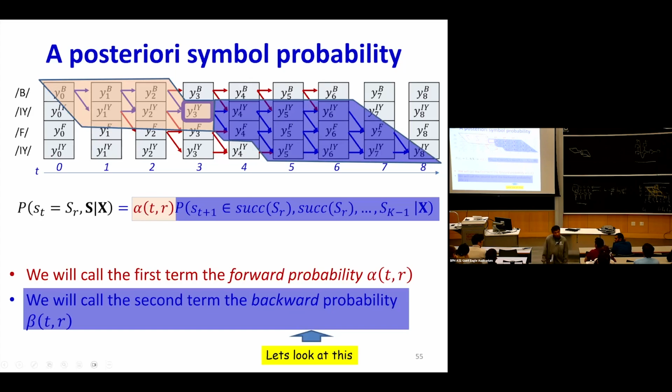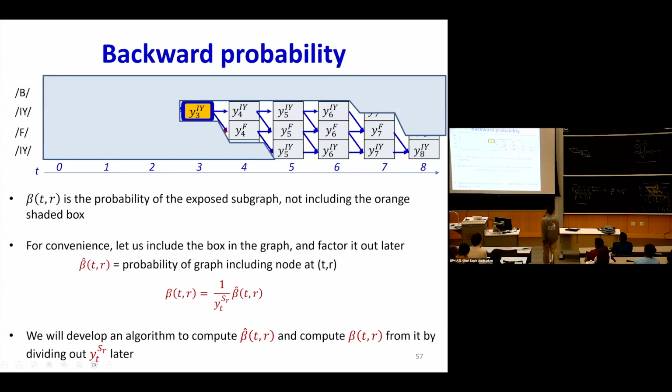Similar to the way we did the forward, but there's a small difference. That node was part of the graph going forward. It's not part of the graph going backward, and this can make things a little complex. So here's what I'm going to do. I'm going to just include the node in the graph. If I include the node in the graph, that's going to be the total probability of all paths starting from that node till the end. And then once I've computed that probability, I can divide by the probability of the node in the graph and get rid of it.